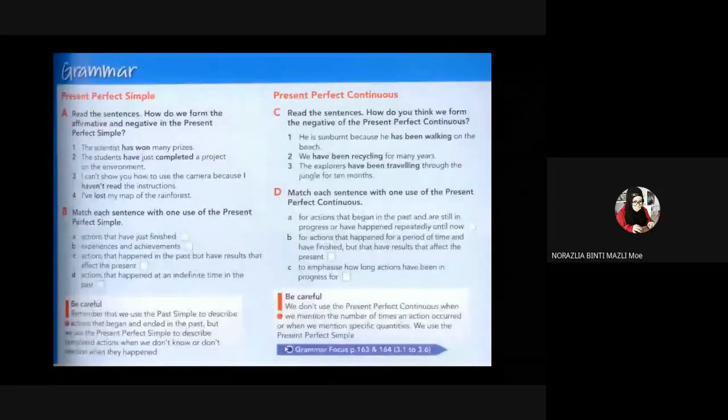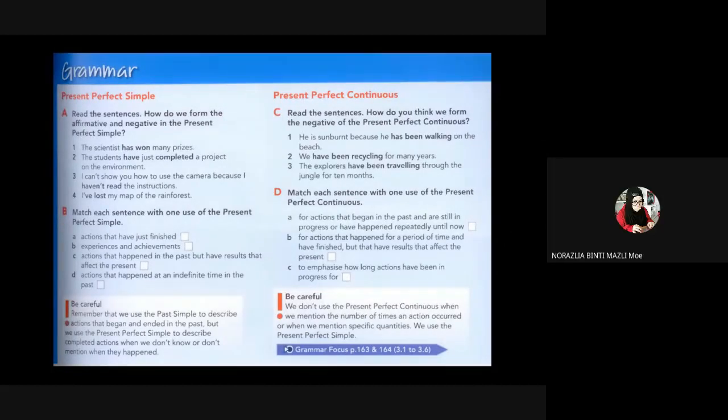Betul kot. Confident? Betul tak? Betul kot. Kan? Betul je lah. Macam tu je lah. So kalau positif ataupun affirmative, maksudnya kita cakap je has something, has been something. But when we talk about negative, we simply add not after has or have. Okay?